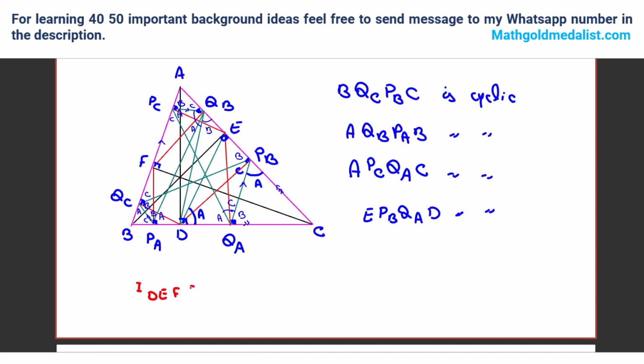Can you tell me, I of the orthic triangle is what of ABC? I of DEF is what point for ABC? So this is the intersection of angle bisectors. The incenter of DEF will be what of ABC?